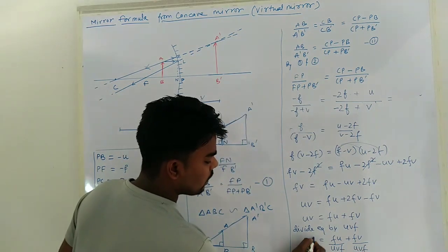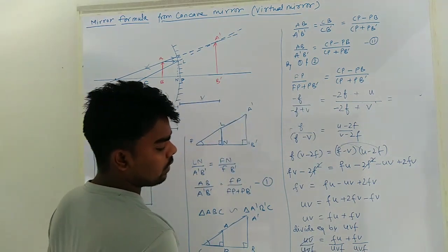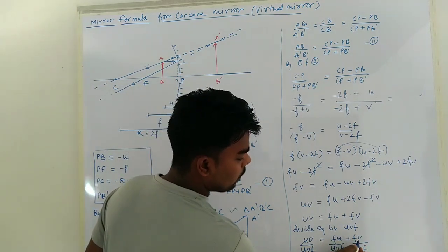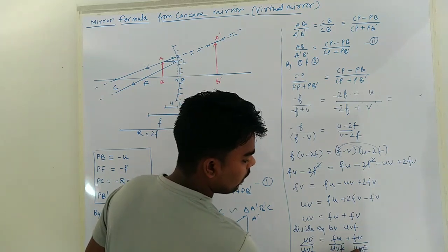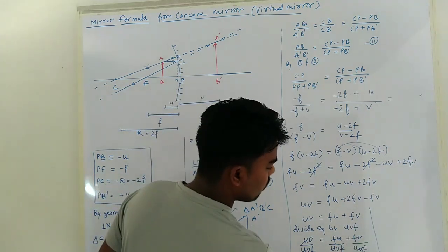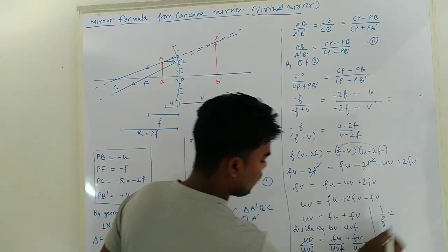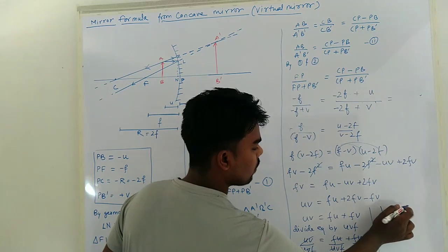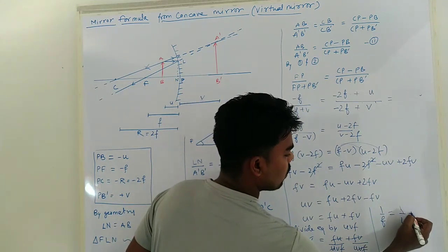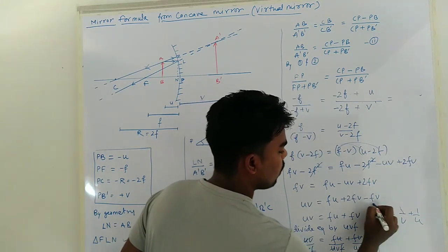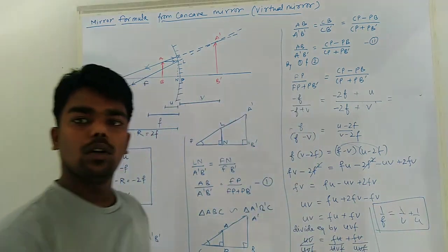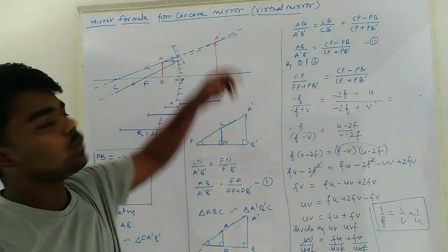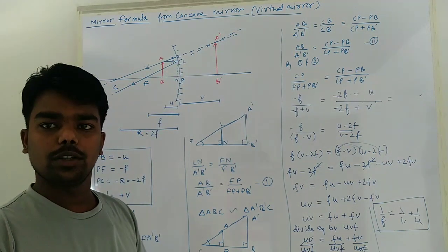So UV and UV cancelled, you will get 1 upon F here. F and U cancelled, F and V cancelled. So here is left 1 upon F, this side is left 1 upon V, and there is left 1 upon U. This will be your mirror formula, in case of a concave mirror, when it is forming the virtual image. Okay, thank you.